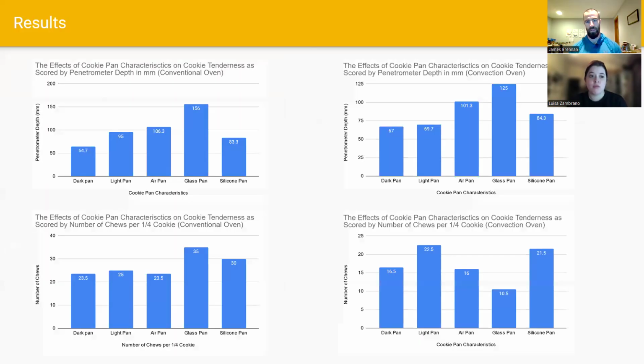When we look at the graphs here, we can see how significant the trends are and how the numbers actually really fall in line with each other quite nicely, except for that one glass pan outlier in the number of chews. You can see on the bottom right how it stands out as an outlier, but the rest of the data is all very consistent. We can see that the glass pan cookies are clearly the softest and most tender.